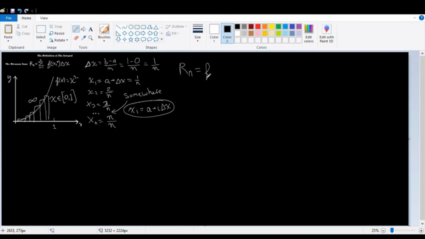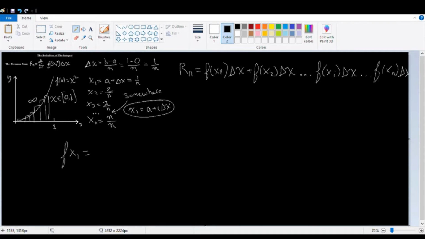So rewriting this Riemann sum, it'll be f of x1 times delta x plus f of x2 times delta x, and so on, till we reach f of xn times delta x. This is just the areas of each rectangle added together. And somewhere in there we'll have f of xi delta x.